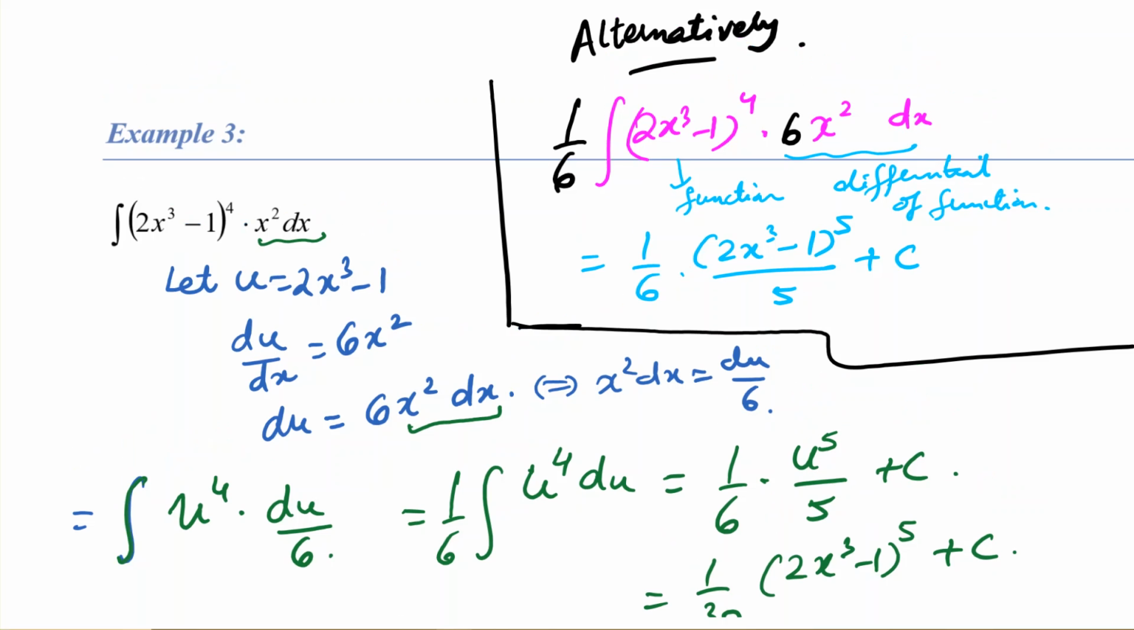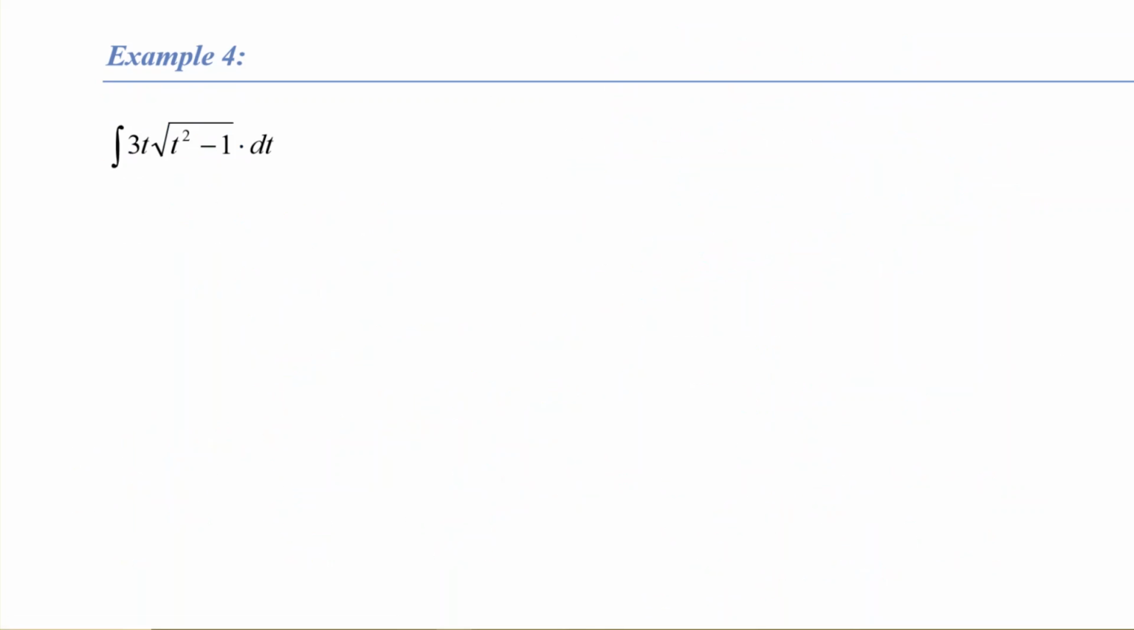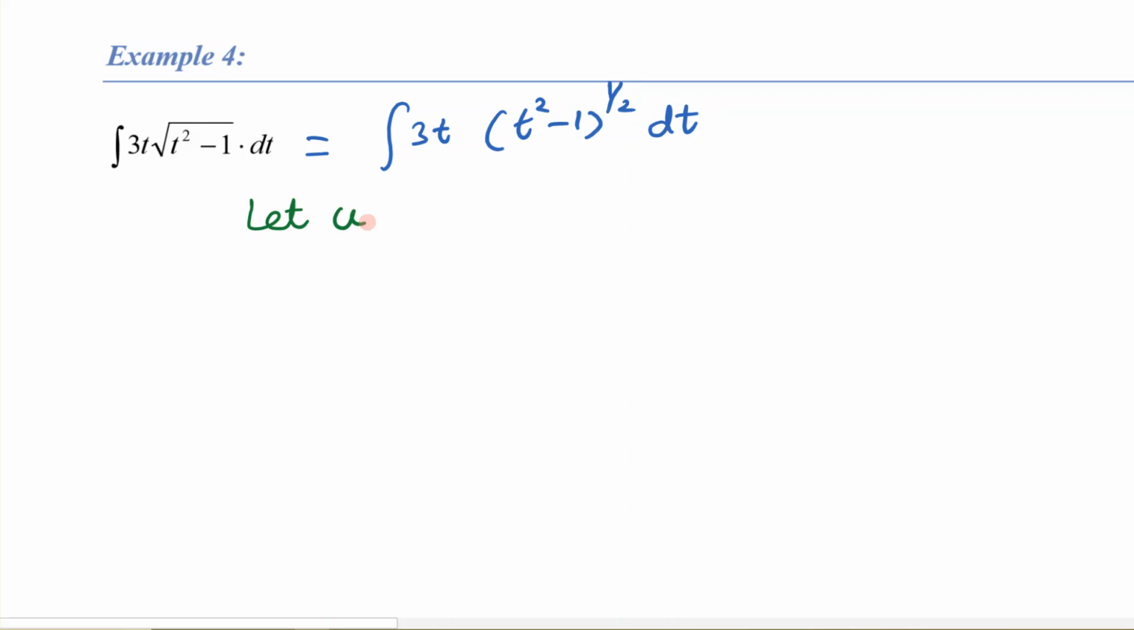Let's try another example. In this one, we are given this integral. I'm just going to write it in power form first. Inside the bracket, we have t squared minus 1. So that's what we should substitute. So let u equal t squared minus 1. So du over dt, where the variable is t, should be 2t. From here, du is equal to 2t dt.